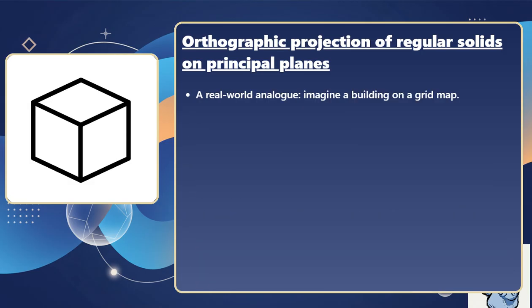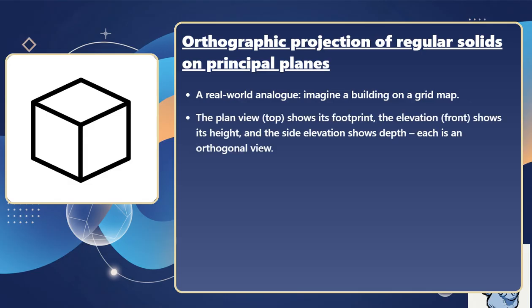A real-world analog: imagine a building on a grid map. The plan view (top) shows its footprint, the elevation (front) shows its height, and the side elevation shows depth. Each is an orthogonal view.